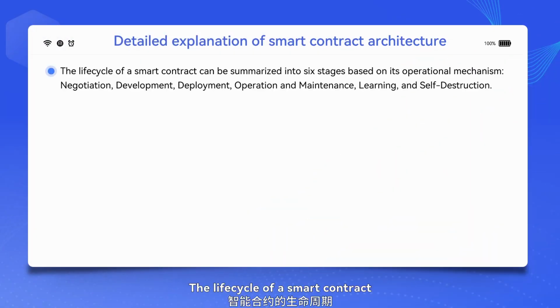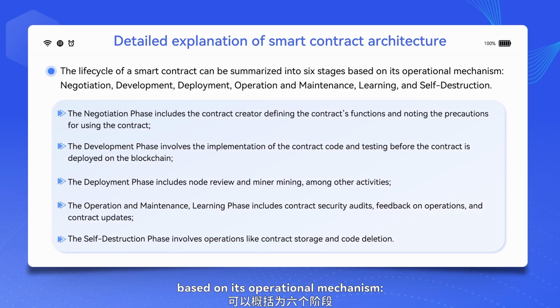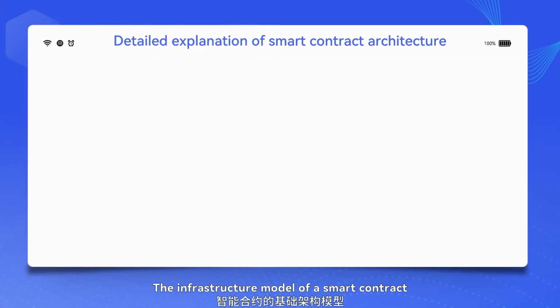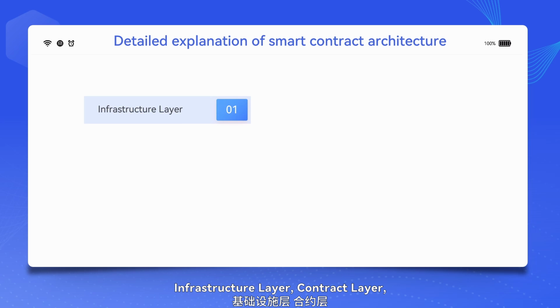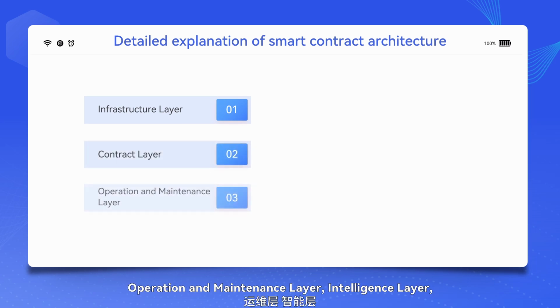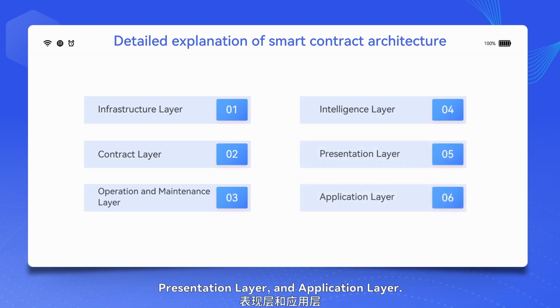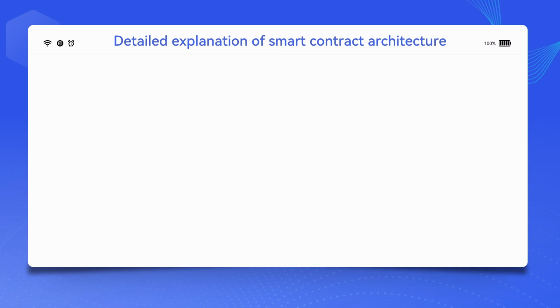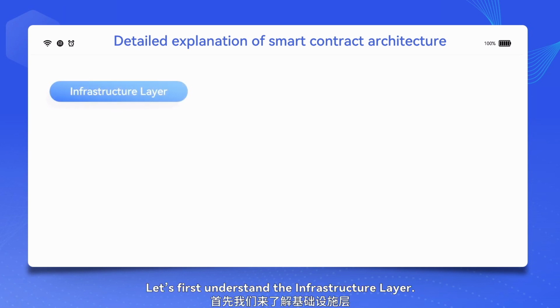The life cycle of a smart contract can be summarized into 6 stages based on its operational mechanism: negotiation, development, deployment, operation and maintenance, learning, and self-destruction. The infrastructure model of a smart contract is structured from bottom to top as follows: infrastructure layer, contract layer, operation and maintenance layer, intelligence layer, presentation layer, and application layer. Let's first understand the infrastructure layer.